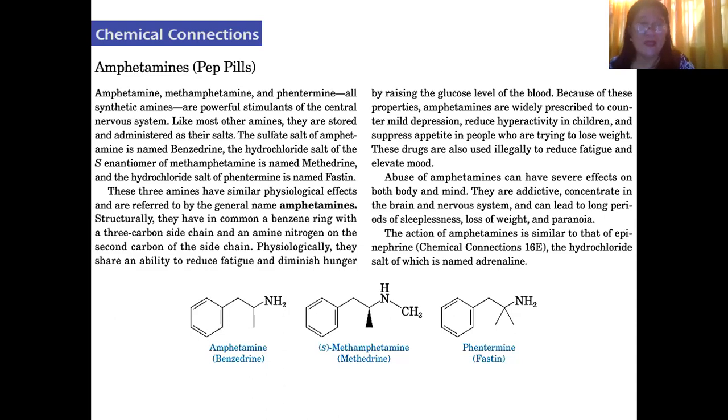The other one is its physiological effect: it will reduce hunger and fatigue. But what will happen? This will raise the glucose level in your blood. If it raises your glucose in the blood, what will be one of its side effects? Of course, if the person who is taking it has high blood pressure.